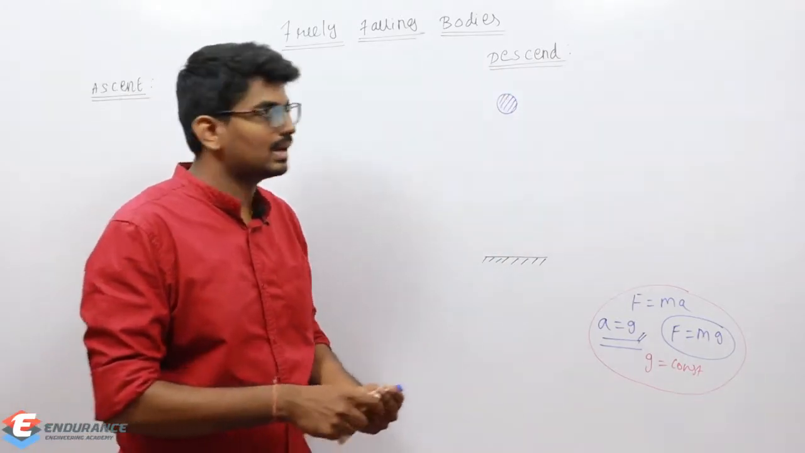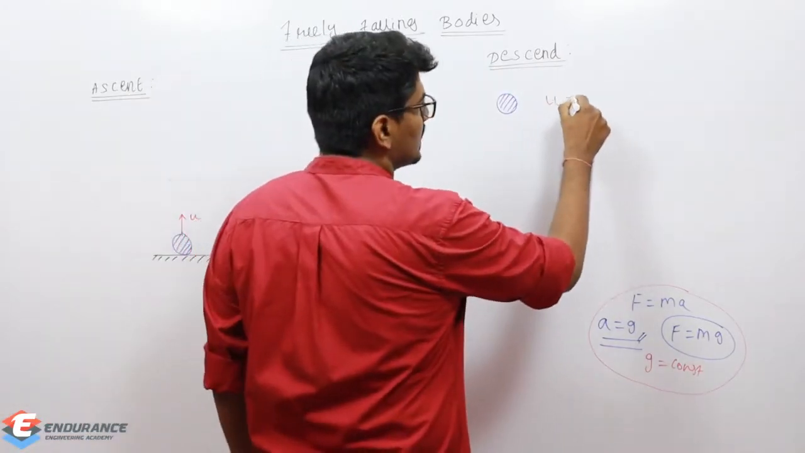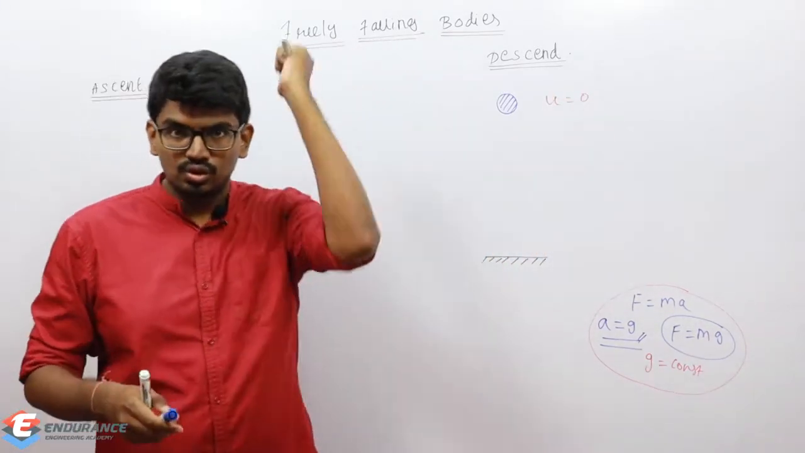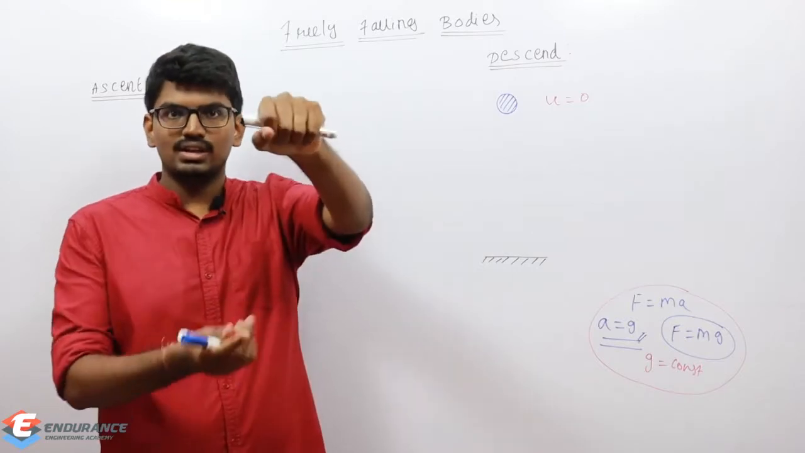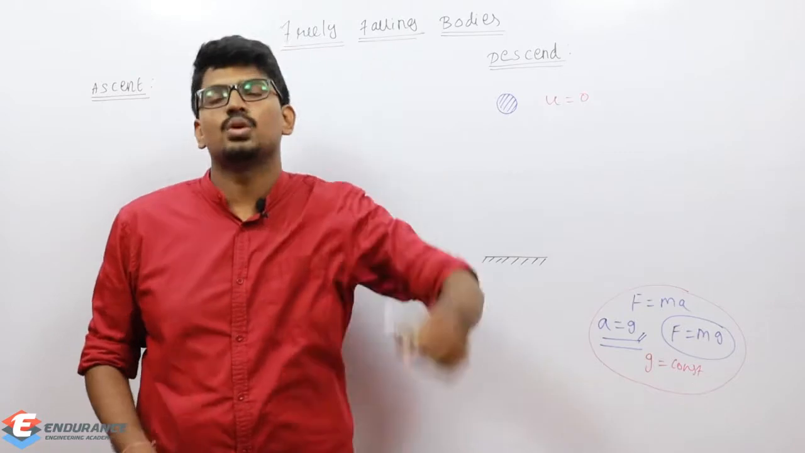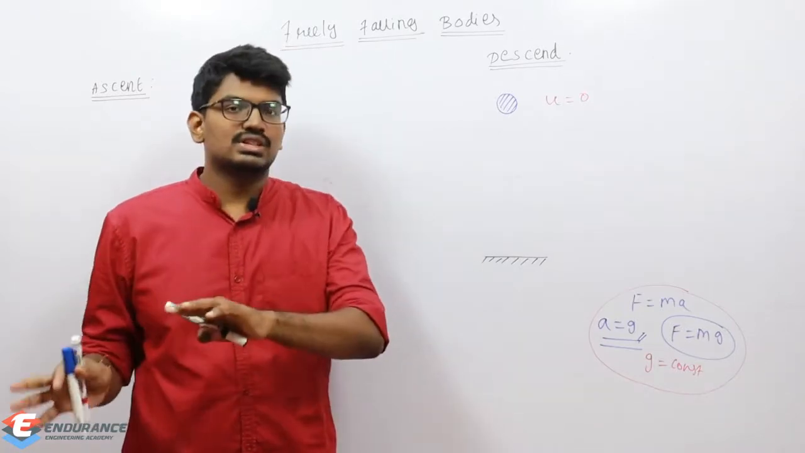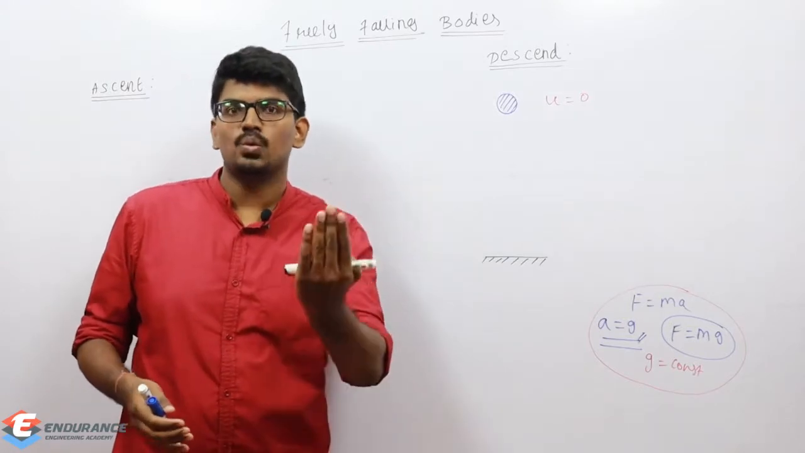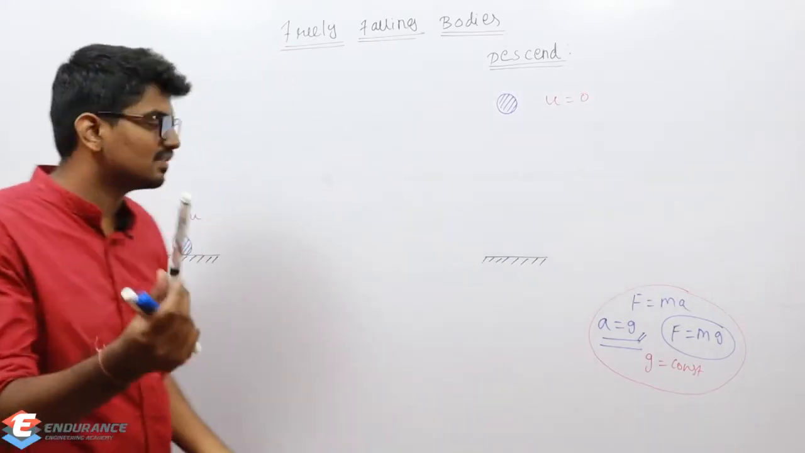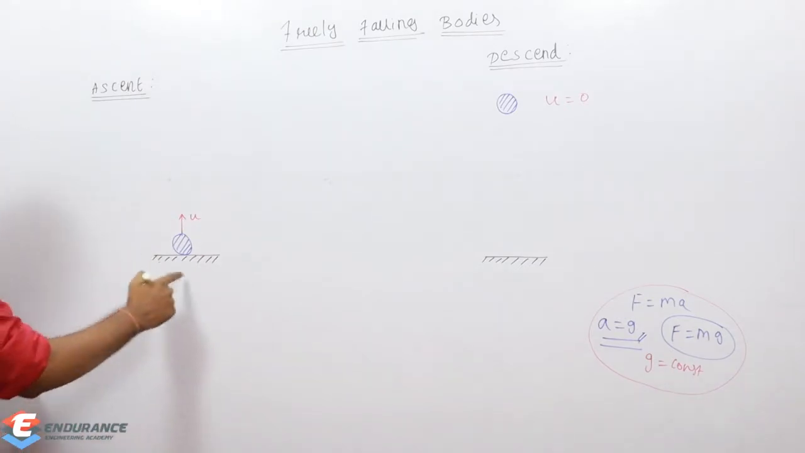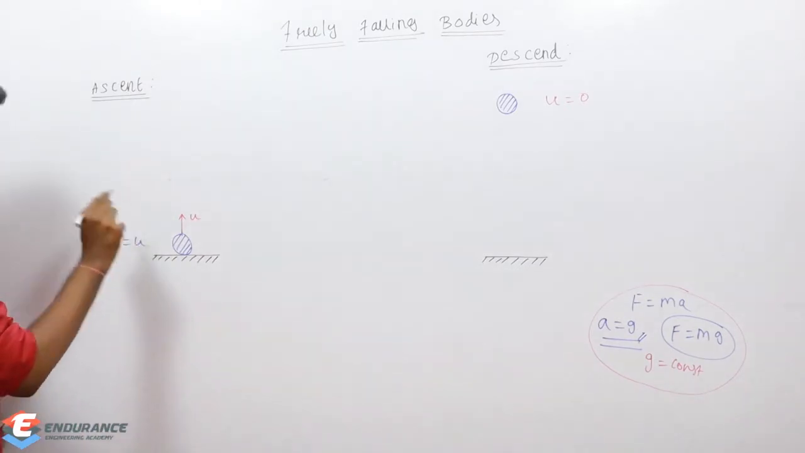When I'm holding and when I'm dropping, initially there is no velocity, okay? I'm not throwing it. I'm holding it and I'm dropping it. So obviously, initially there is no velocity. And the other case which I was talking about, I'm holding it and I'm throwing up, right? Now when I'm throwing, there will be some initial velocity. So that initial velocity will be u. Okay, so it is thrown up with initial velocity u.